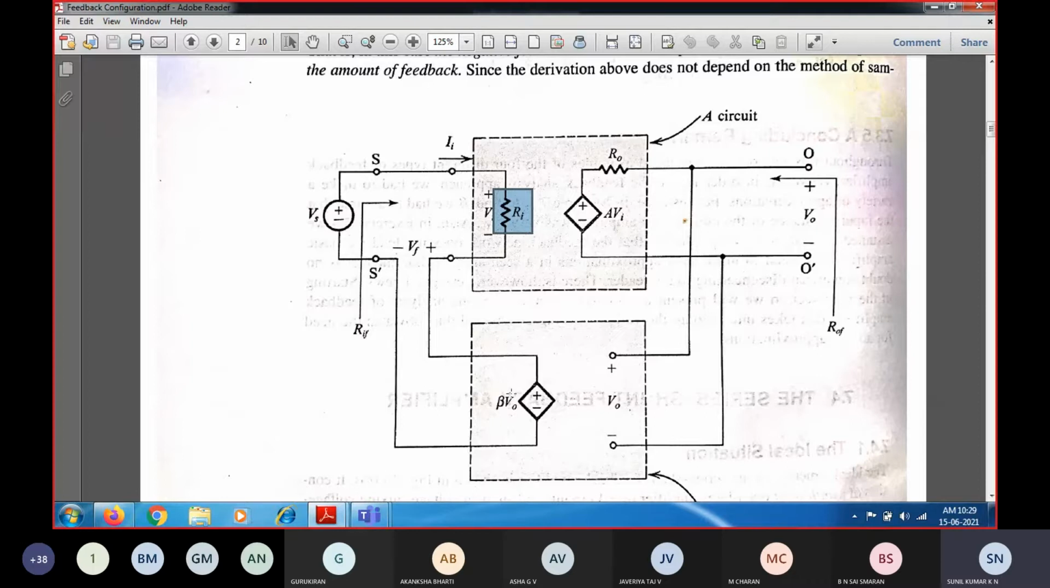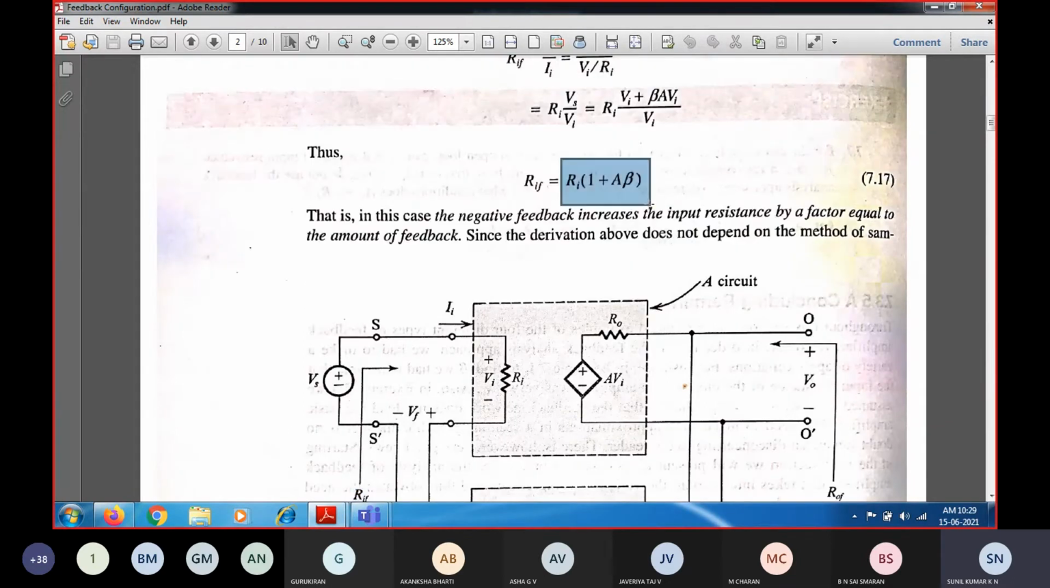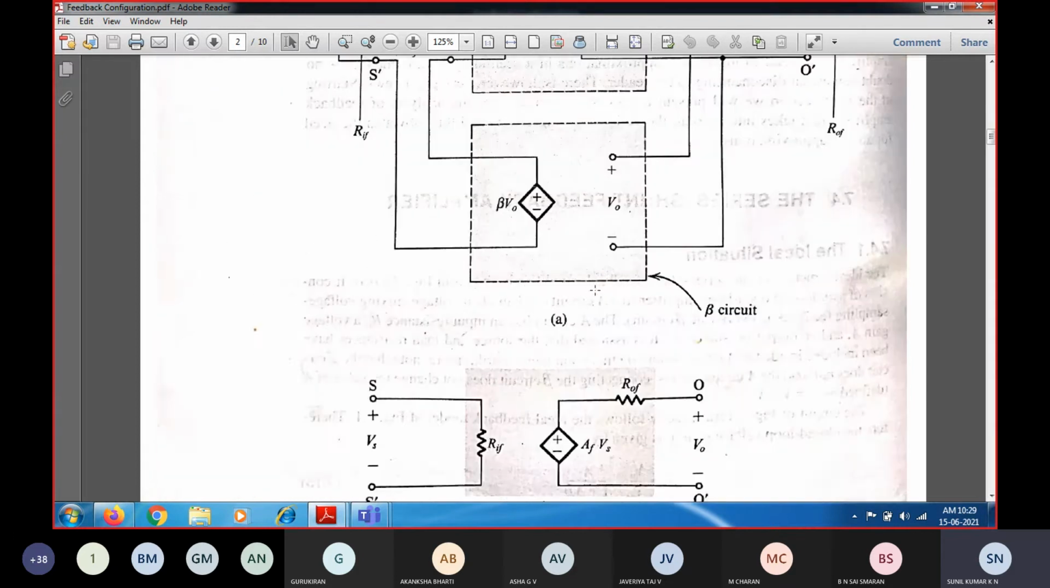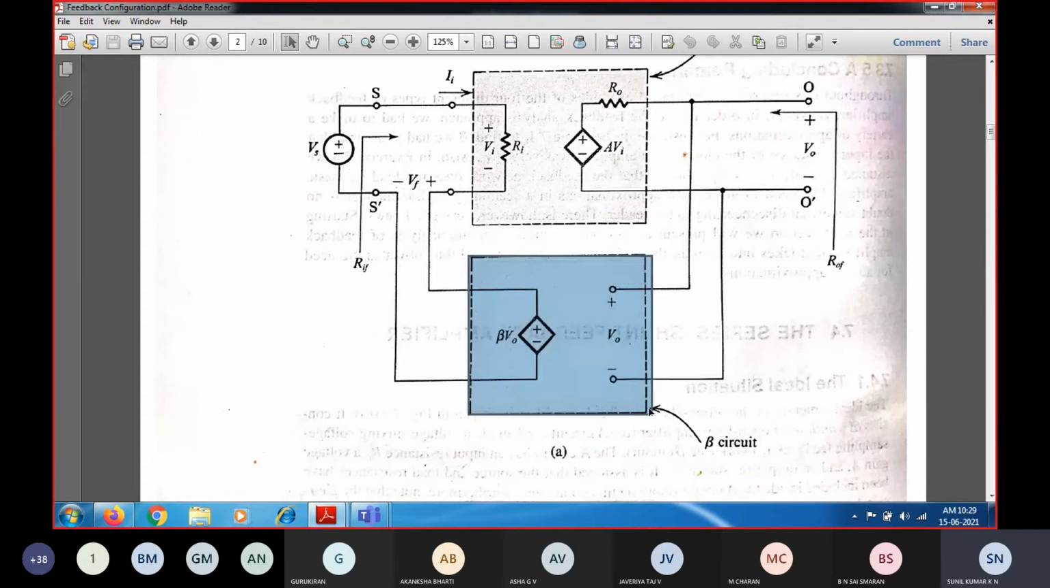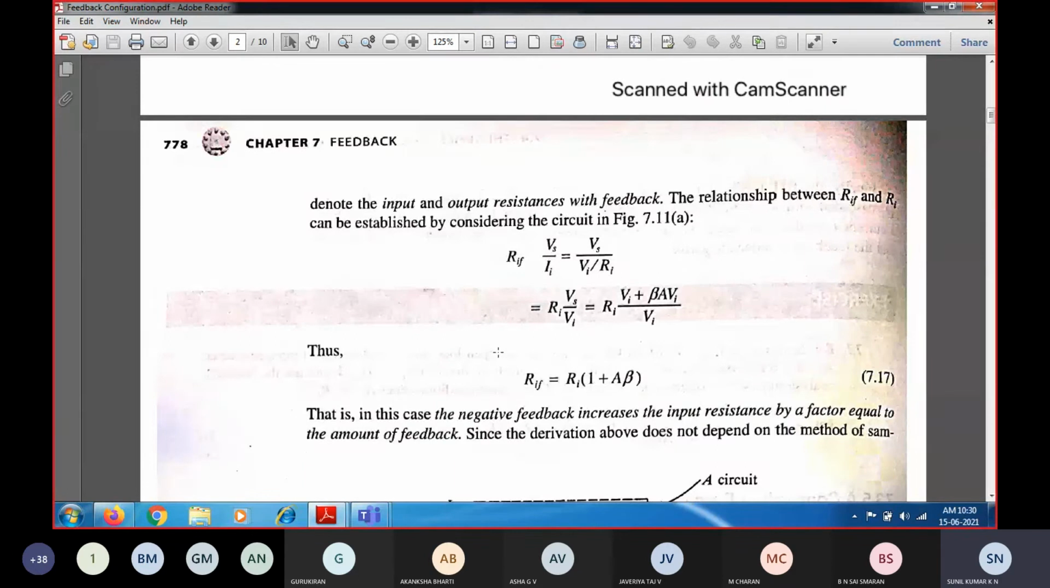But now when you employ the negative feedback, the input resistance of the entire circuit is going to be equal to Rif, that is Ri multiplied by 1 plus A beta. That means the feedback increases the input resistance across the amplifier. So when you employ negative feedback, the overall input resistance with feedback is going to increase the input resistance of the amplifier by a factor of 1 plus A beta.